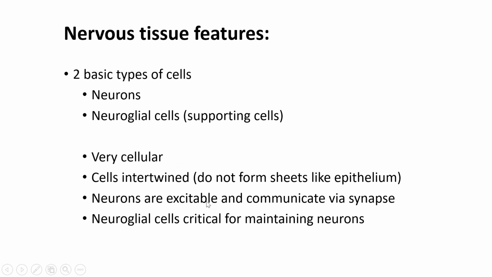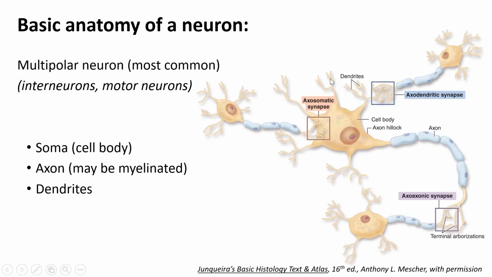The neurons are excitable and communicate via synapses. And the neuroglial cells are going to be supportive. So they're going to be involved in ionic balance. We're going to have macrophages, et cetera. So they're really, really important. Okay, so let's take a look at this.